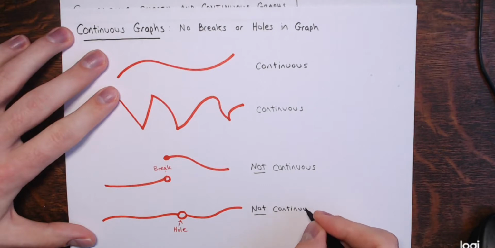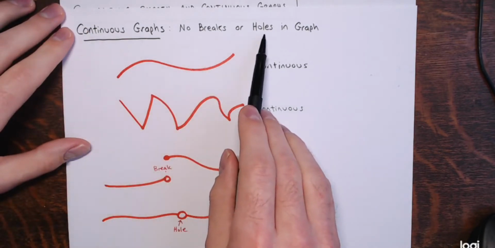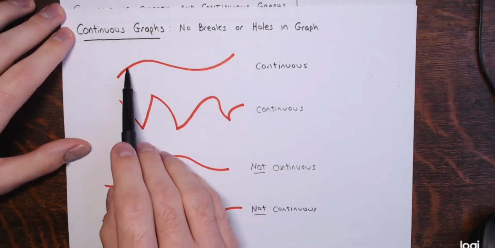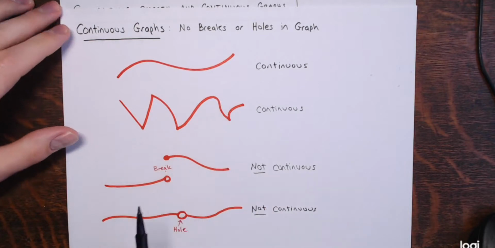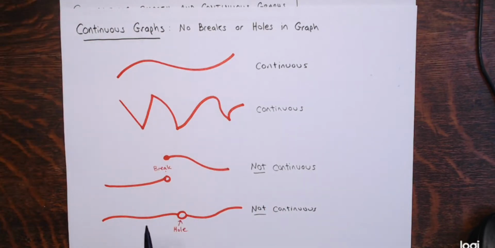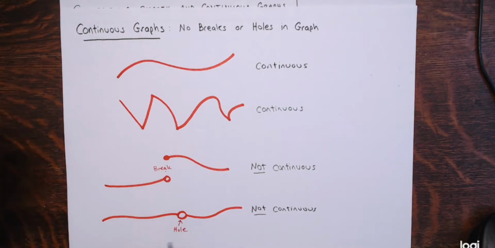So again, continuous graphs have no breaks, no holes. You draw it without lifting your pencil, or your pen, whatever you're drawing with, your marker. If you have to lift your pencil, or if you have to make a break or a hole in the graph, then it's not continuous. I hope that is clear.